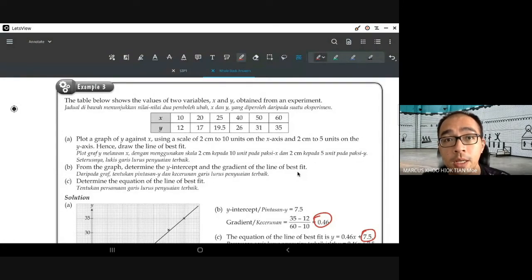Okay, so remember the skills we've learned today, especially how to draw best fit.